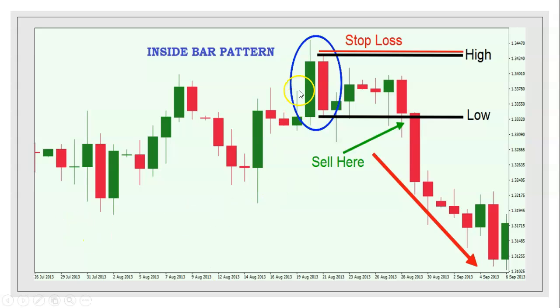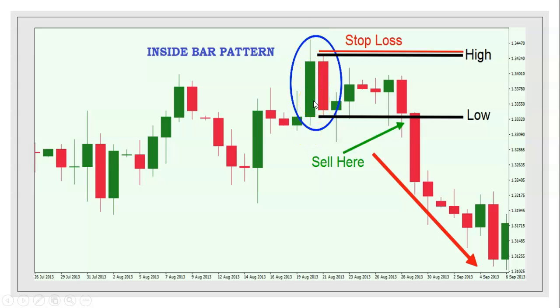Here is a mother bar. As you can see, this bullish candle is a mother bar, right? And here is our inside bar. Why is this an inside bar again? This bar is within the high and the low of this preceding bar.